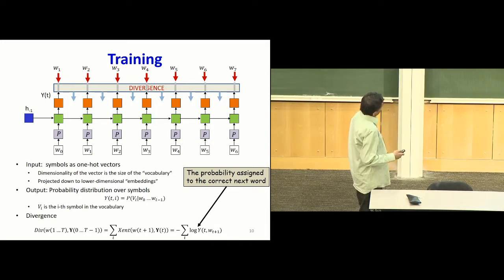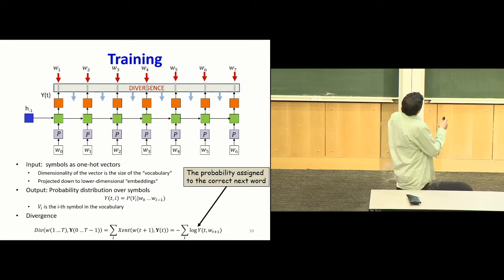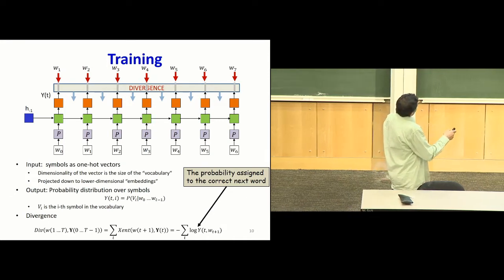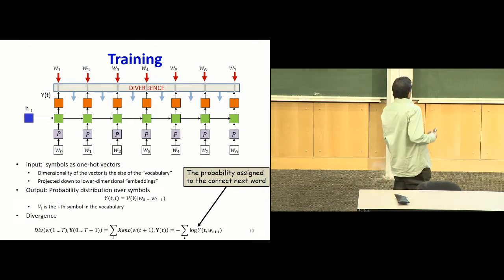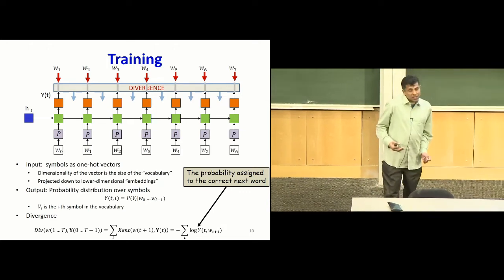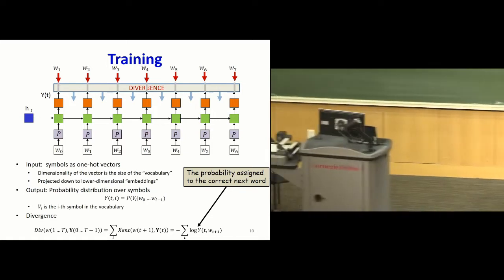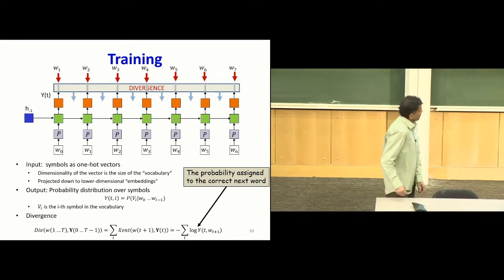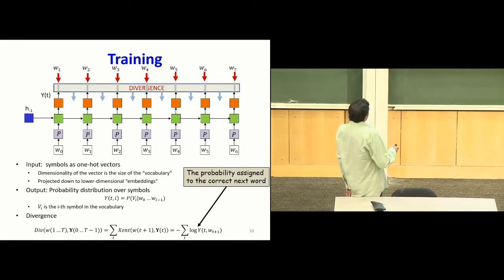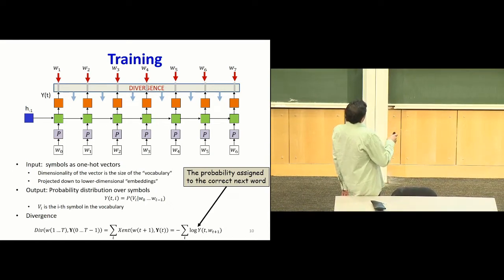So the divergence you would compute is going to be the divergence between this sequence of probability distributions and this target sequence of words. And in this setting, if we use the cross entropy loss, the cross entropy as your Kullback-Leibler divergence, which gives you the cross entropy loss, we saw that the actual divergence can be decomposed into the sum of the cross entropies at each time.